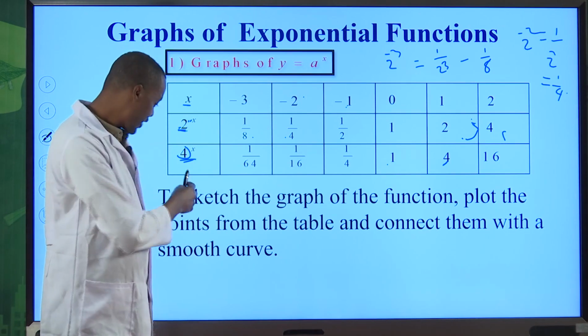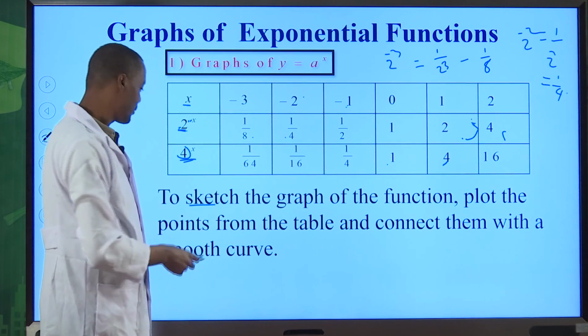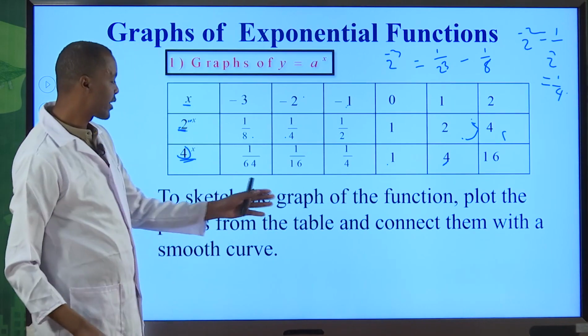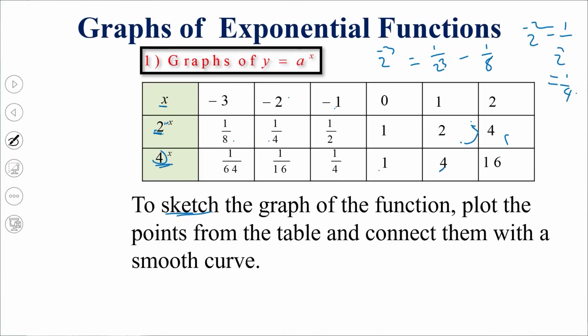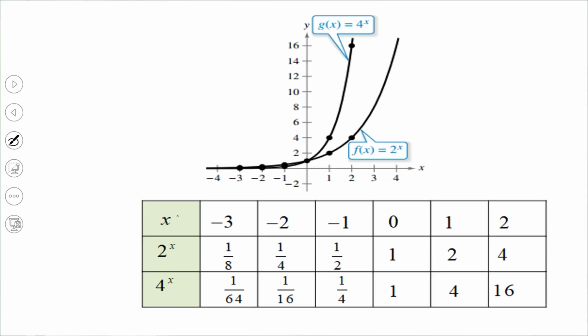So in order to sketch means to plot. To sketch means to plot the graph of the function. First plot the points, these points that you can see on the board here, that we have prepared in a table of values together. And then based on that table of values, we connect them with a smooth curve in order to sketch the graph of an exponential function such as this. And for example, here is our table for reference.